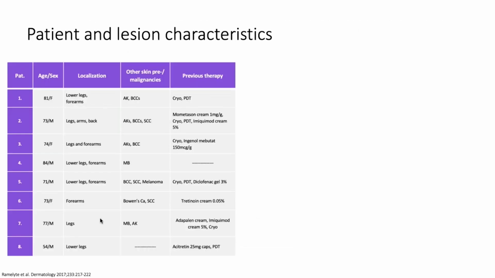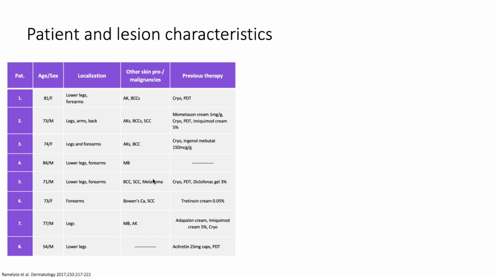Here you can see an overview of our 8 patients. You can see that the patient age ranged from 54, the youngest patient, to 84, the oldest patient. Most of the lesions presented on the legs and arms, and one patient also had some lesions distributed on the back. 7 out of 8 patients had other skin pre-malignancies or malignancies.